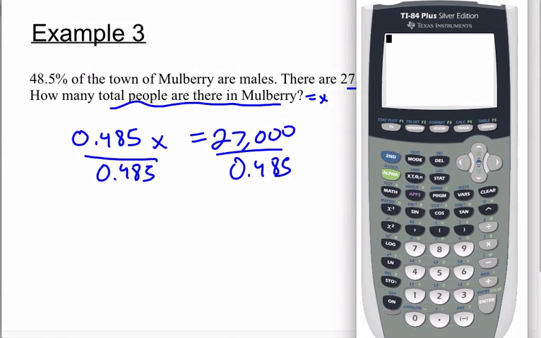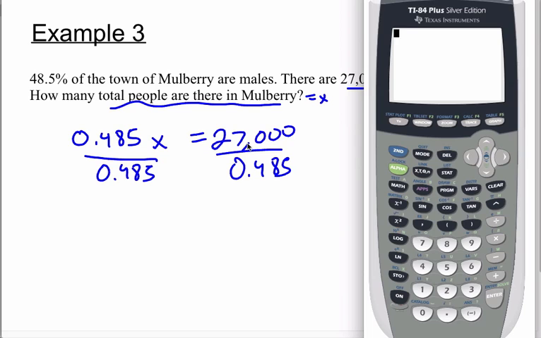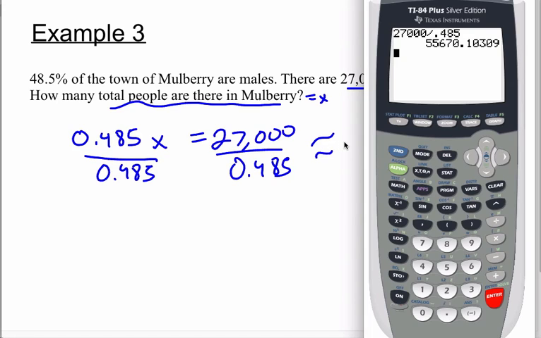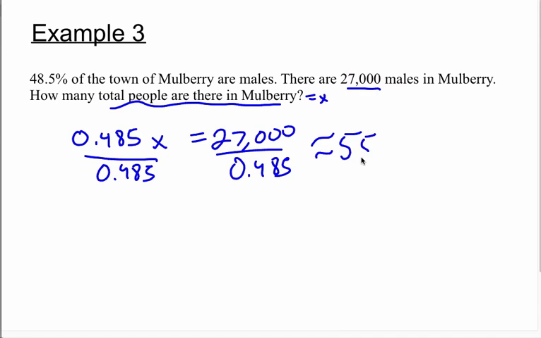Okay, so on the calculator, I'll just do 27,000 divided by 0.485. So doing that, you'll get 55,670. Okay, so you get approximately 55,670 people in the town of Mulberry.